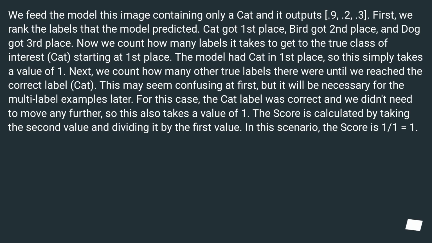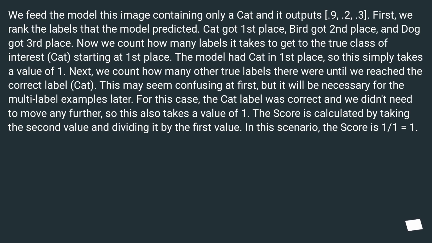We feed the model this image containing only a cat and it outputs .9, .2, .3. First, we rank the labels that the model predicted. Cat got first place, bird got second place, and dog got third place. Now we count how many labels it takes to get to the true class of interest, cat, starting at first place. The model had cat in first place, so this simply takes a value of 1.